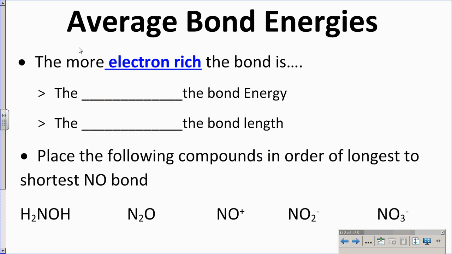Coolio? Okay. So fill in the blanks for me. The more electron rich the bond is, the blank the bond energy. What are your thoughts here? Stronger. Energy is related to weak and strong. The stronger the bond energy, and the blank the bond length. Shorter. And a good example of a strong and short bond would be a triple bond.